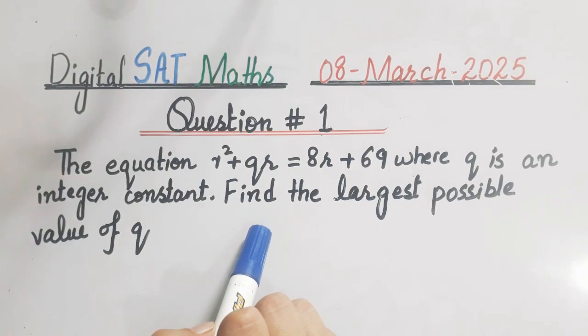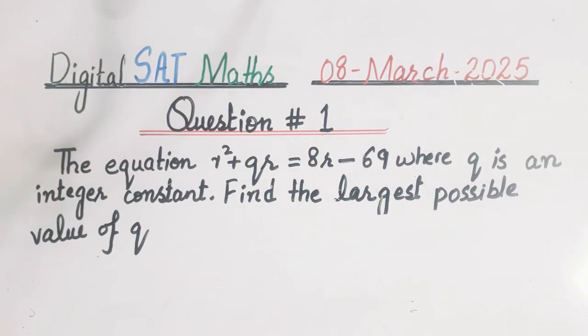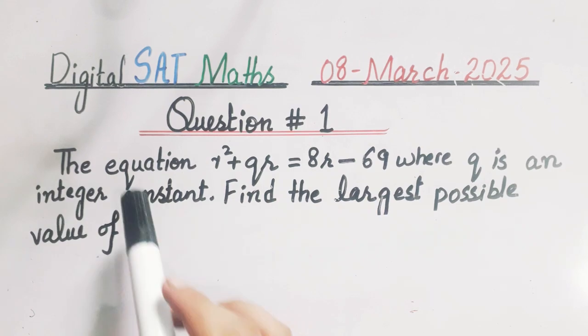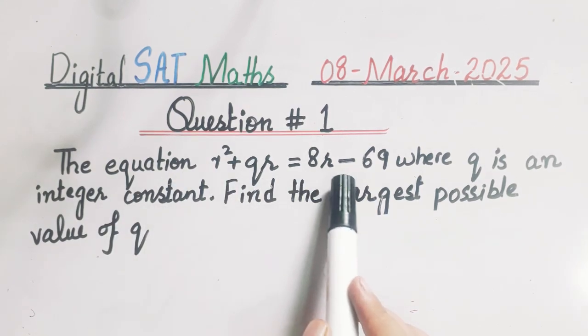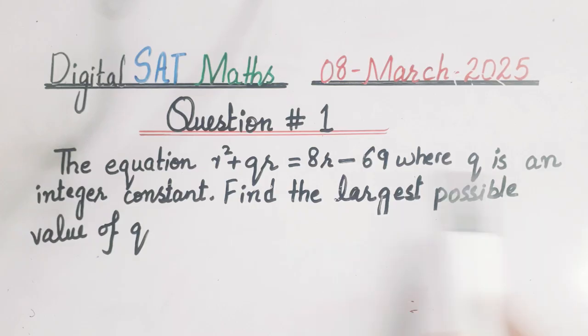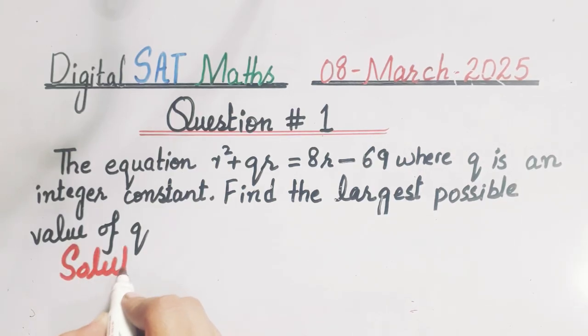Now question number 1 is the equation r squared plus qr equals 8r minus 69, where q is an integer constant. Find the largest possible value of q. So we will solve this question in a very easy and simple way.